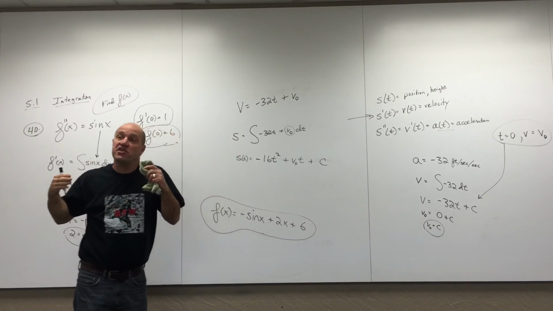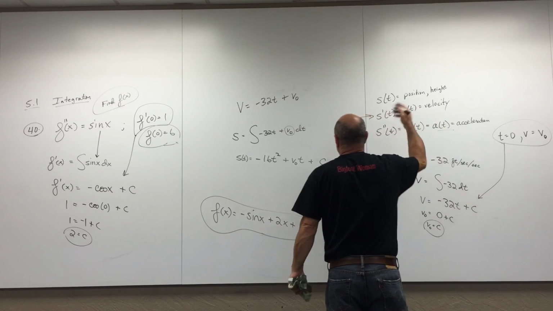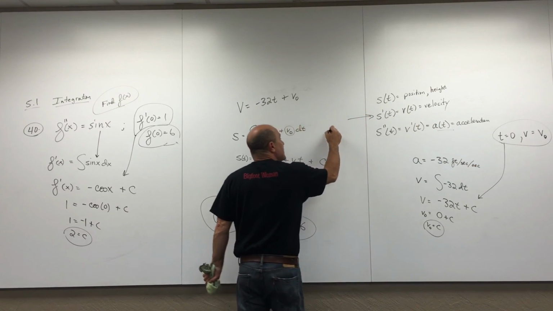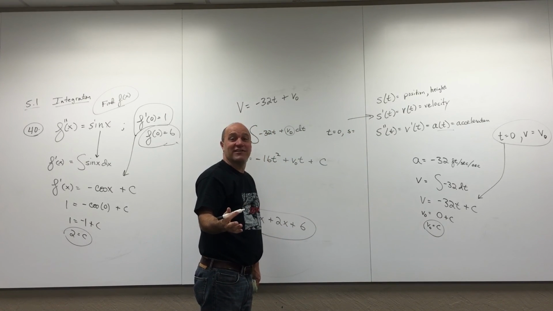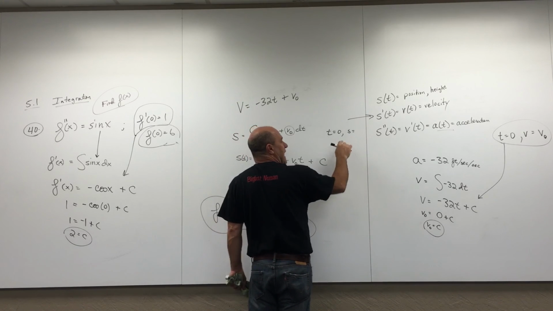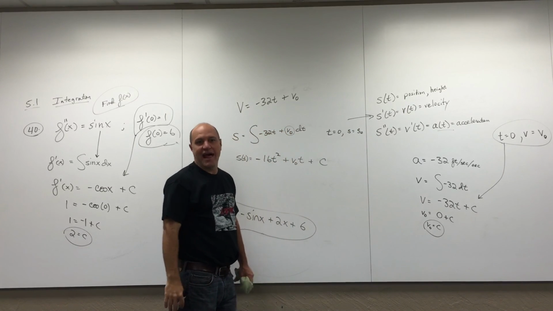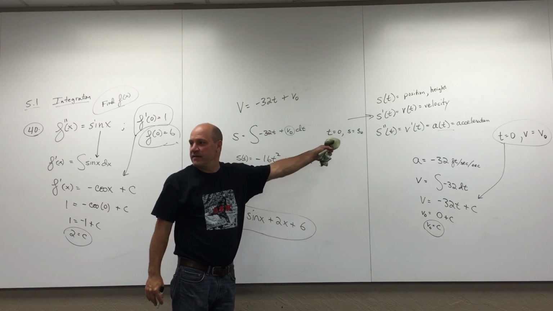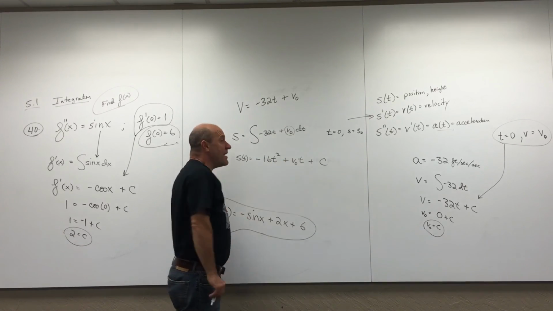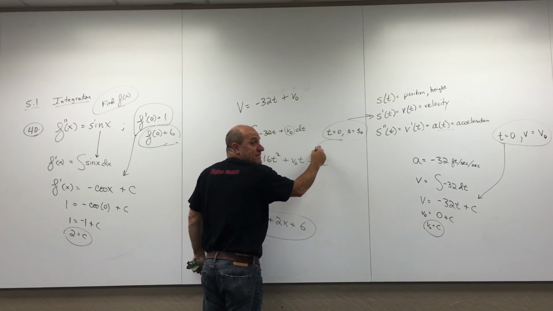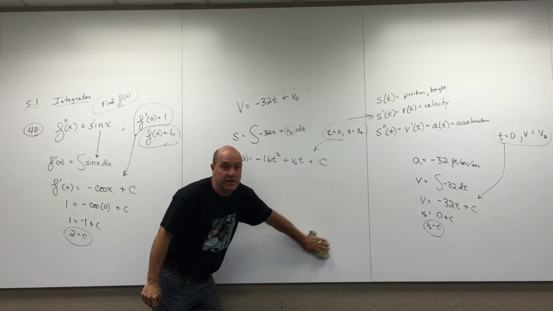Do I have any information about position? Maybe I do. What I should probably have said, or will say now, is that when t equals 0, I do know my position. I'm just going to put in an arbitrary number called S naught. At t equals 0, my initial position S is S naught, my initial height. It could be 85 feet, could be 117 feet. It could just be a number called S naught. Anyway, if I plug that in, this will help me find C. And guess what C will be? It's going to be S naught, right?